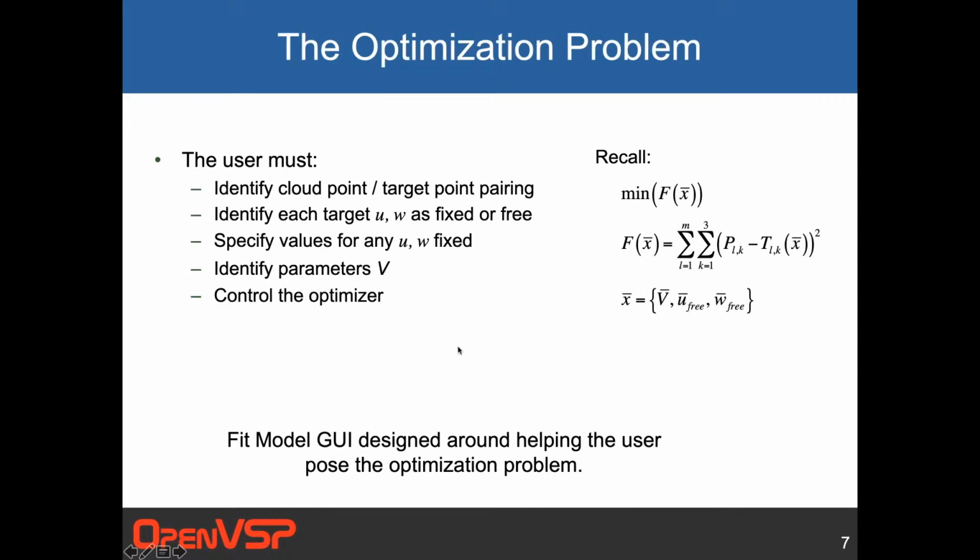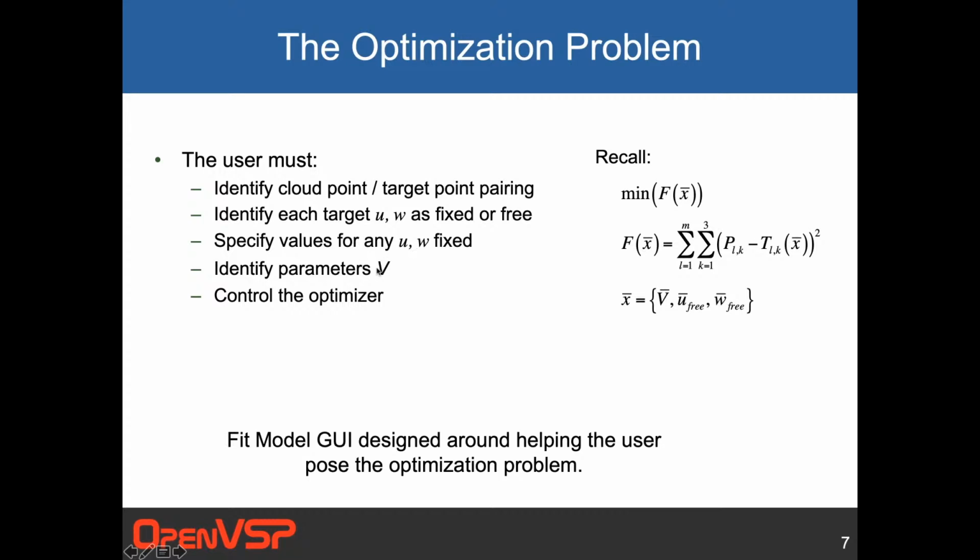So what we're doing here is we're the user, and what we're going to do is we go through and identify the relationship, the pairing between the points in the point cloud that we want and the target points that we want to match. Every target point, we identify it as either fixed or free in UW, and if they're fixed, then we lock down that value.